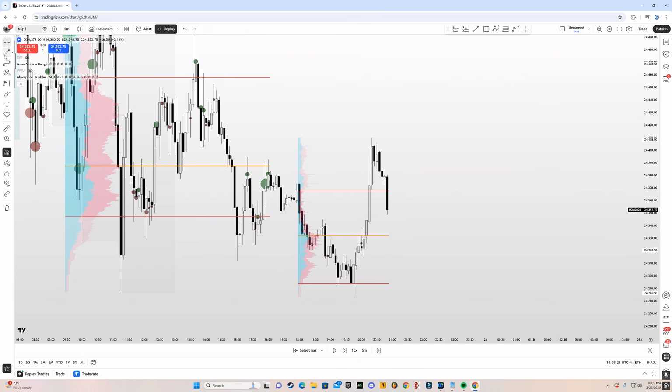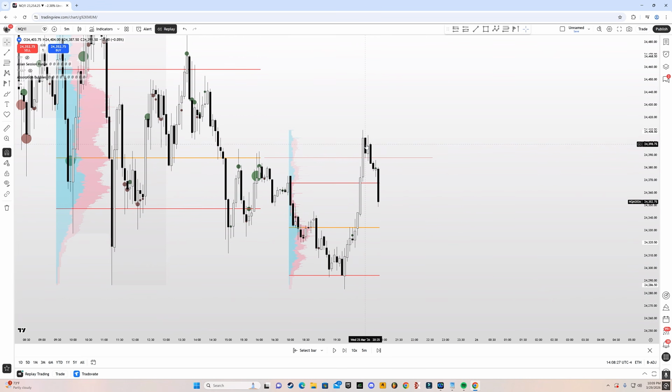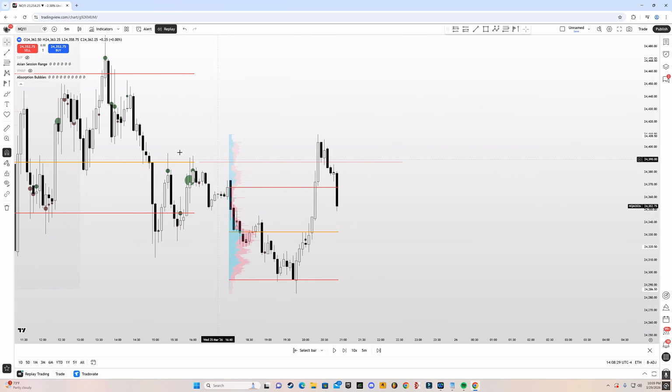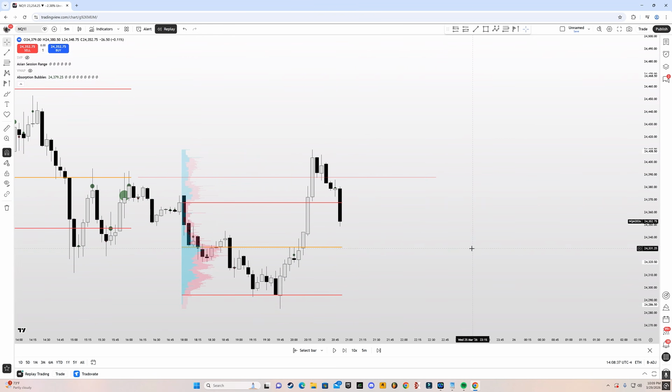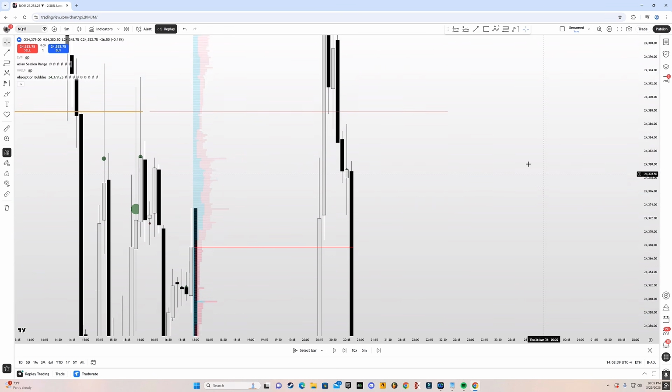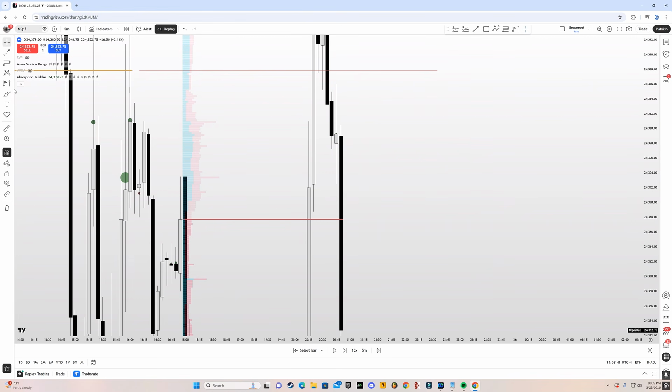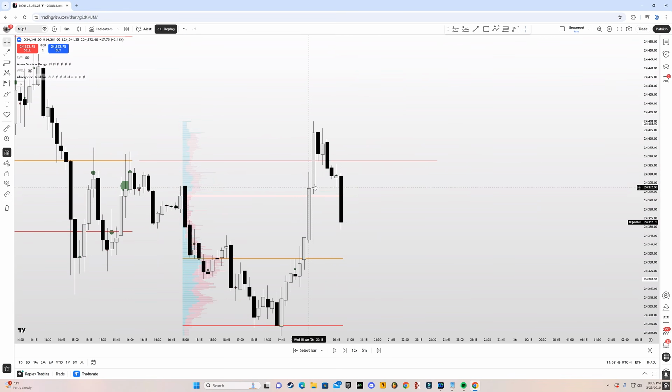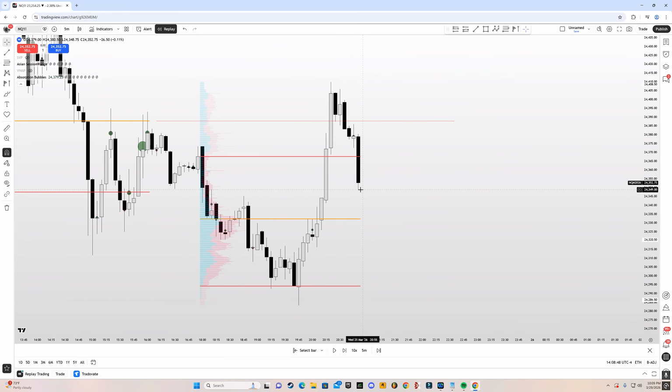Okay, so what's happening here? We have point of control of the previous day. We get a retest of this. And then for the current day's volume profile, we had a failed auction setup. So we broke out and then immediately we closed back below. On top of that, what you can see is this small tiny green bubble here, absorption of buyers stepped in but failed. So close above the value area high of the current day and then close below.